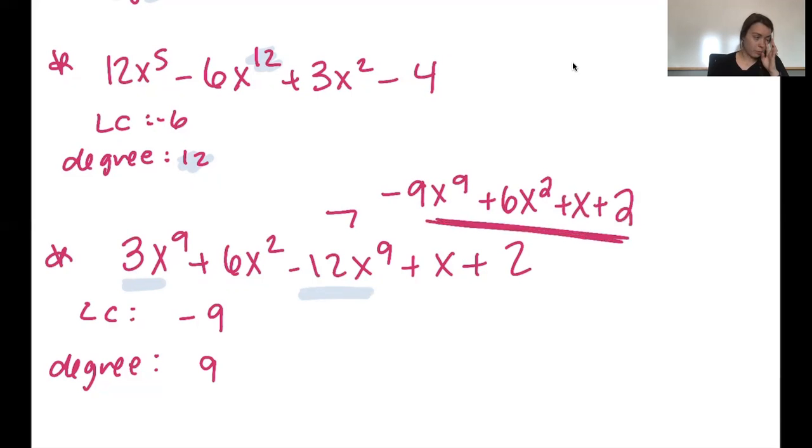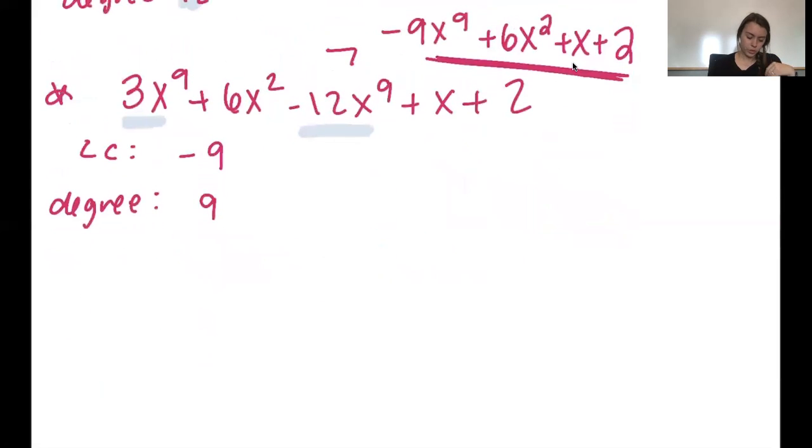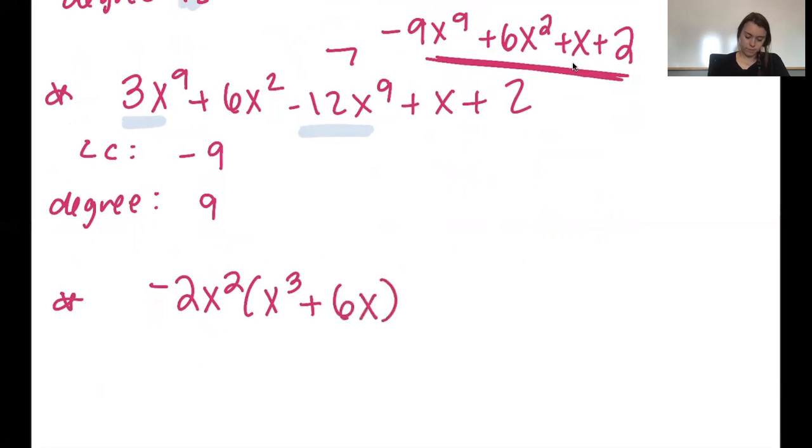I'm going to do two more examples with you. Sorry, I'm flying through them, but again, pause and unpause. If you have more questions, let me know. The next one is going to be 3, I keep using 3. -2x squared times x to the 3rd power plus 6x.